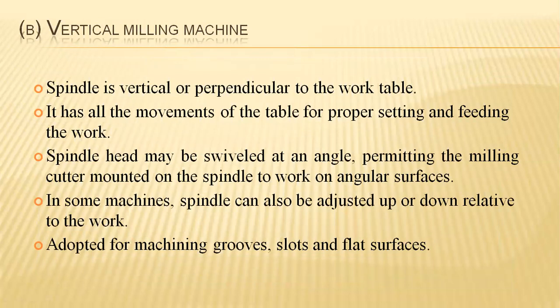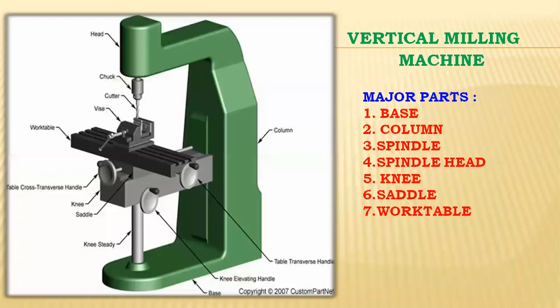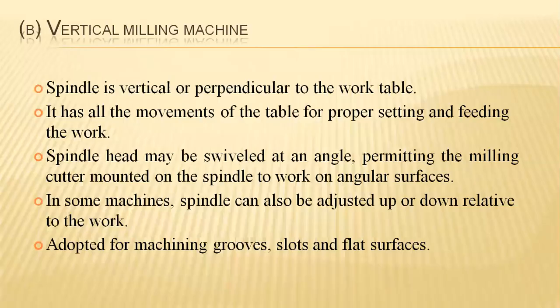Coming to the vertical phase of milling machine, the spindle is vertical, or perpendicular to the work table, as is clearly specified within the pictorial representation. It's vertical with respect to the cutting tool, just equivalent to the drilling machine, simply. And almost all the movements, similar to the horizontal milling machine, can be progressed by this vertical milling machine also.